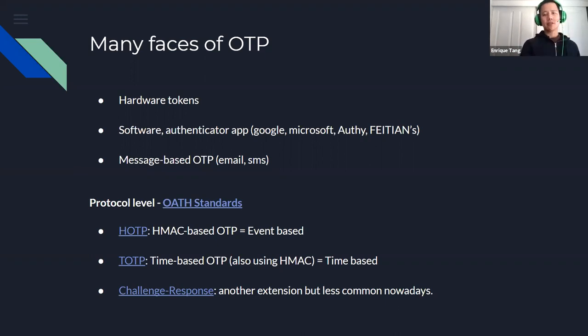Whereas there's also the TOTP, and this is time-based. Time-based OTP also uses HMAC, but instead of the increments of the counter, it actually uses the clock. So typically, it would increment the code every 60 seconds or 30 seconds, depending on your IDPs and configuration. And lastly, there's also the challenge response. This is another extension to the HOTP standard, but it's less common nowadays.